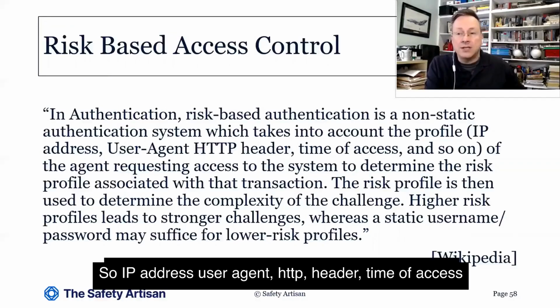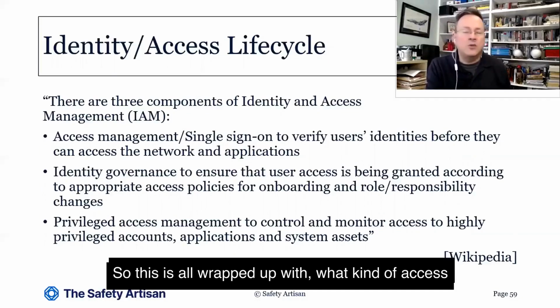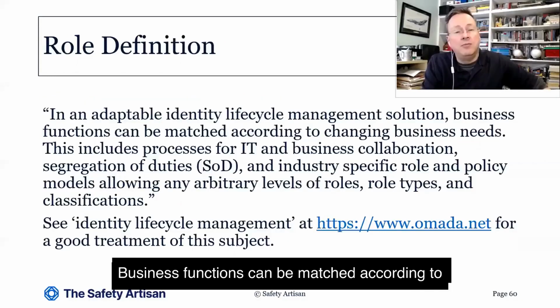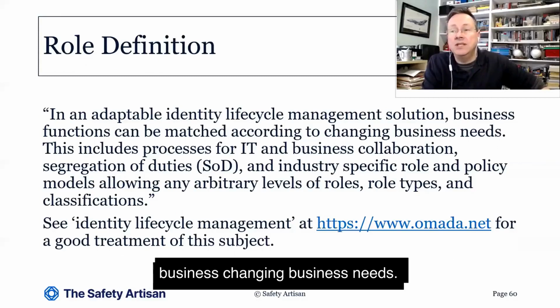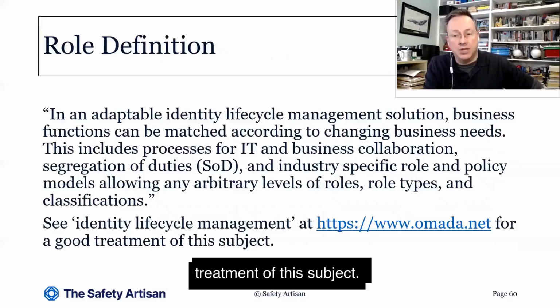So IP address, user agent HTTP header, time of access, and so on. So this is all wrapped up with what kind of access control system are we using. Business functions can be matched according to changing business needs. And as I say, go and see omada.net for a good treatment of this subject.